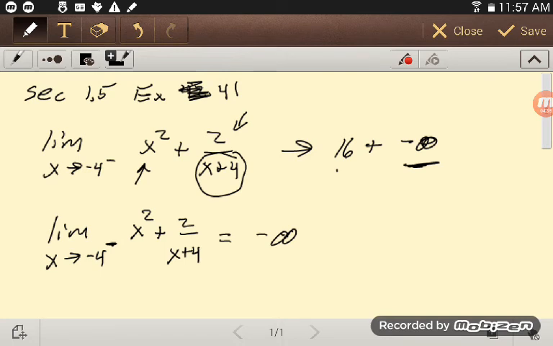But that was actually kind of hard to see on the graph. But it's pretty easy as I work through it this way, because we'll have a number close to 16 here, but then again, because we're coming in from the left, x plus 4 is going to be a negative number. And so we get 2 over a negative, it's heading to negative infinity. All right, so that does exercise 41.